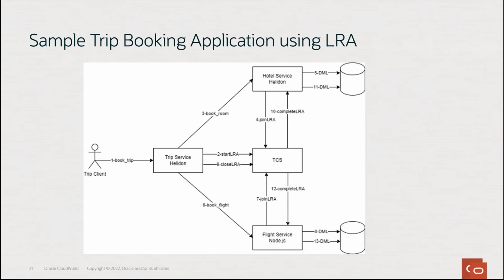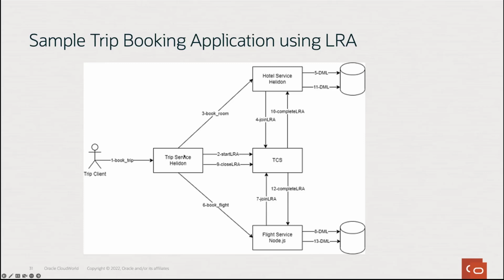Without the MicroTx LRA coordinator, the trip manager service would have to implement the coordination logic to confirm and cancel the booking with the hotel and flight services. So this would require the trip manager to know the confirm and cancel APIs for each participant service beforehand. So in general, this requirement will multiply when many participants are involved in a transaction. And then the complexity to implement a robust and resilient solution will only increase. So the MicroTx LRA coordinator solves these problems.